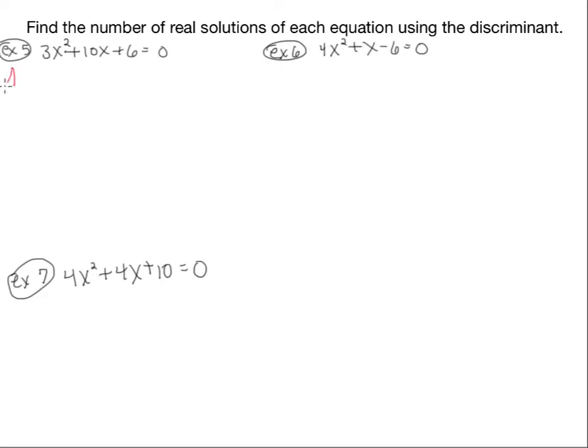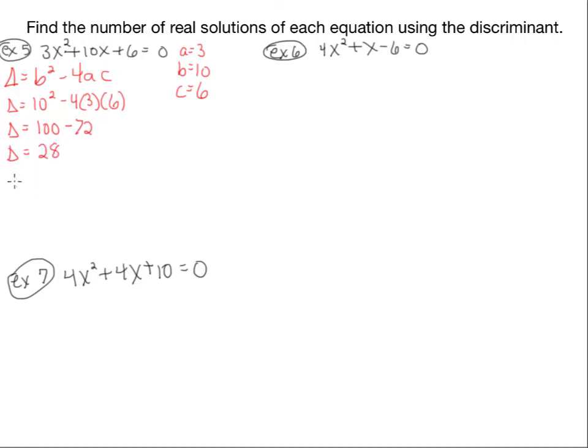So in example 5, we know that our discriminant is going to be equal to b squared minus 4ac. And from this equation, we can see that a is equal to 3, b is equal to 10, and c is equal to 6. So plugging that into our discriminant formula and simplifying it down, we end up with a discriminant of 28. So since our discriminant is positive and it is not a perfect square, we have two real irrational roots, which means we have two real irrational solutions to the equation.